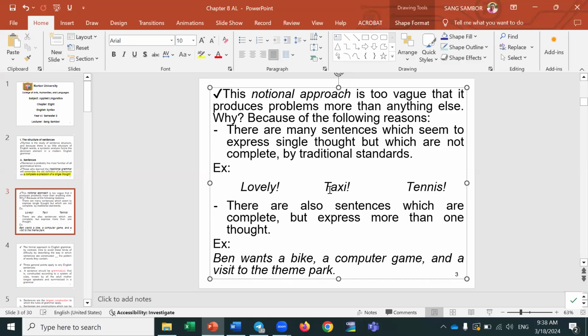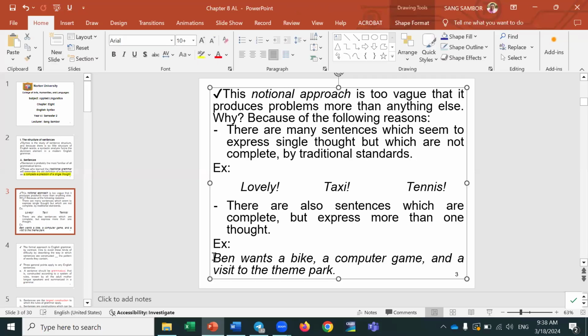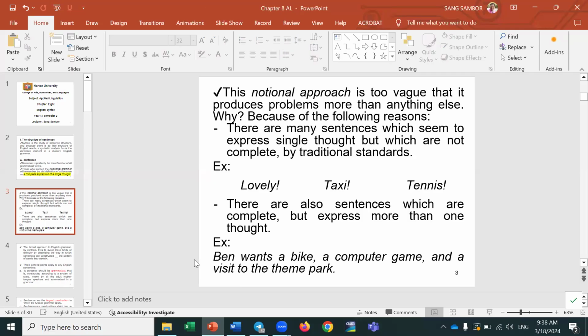Water, taxi, tennis, coffee, water, beer. For example, there are also sentences which are complete but express more than one thought. If you look at this one, is the sentence complete? Everyone look at this one: Ben wants a bike, a computer game and a visit to the theme park. Is this a complete expression? Yeah, is this sentence complete?